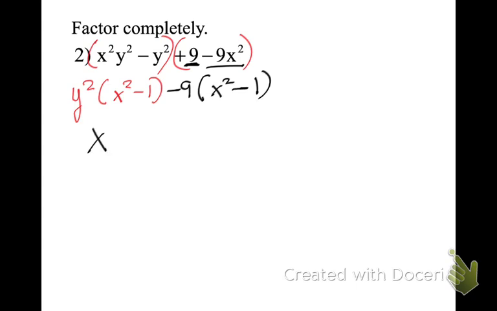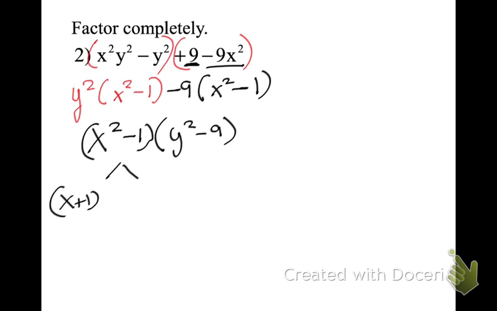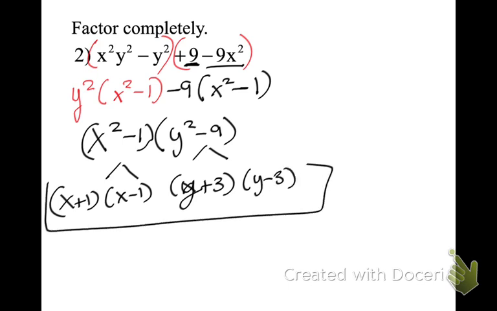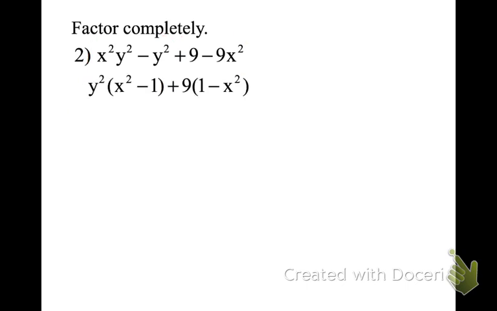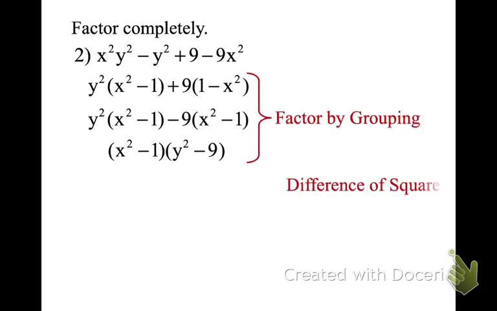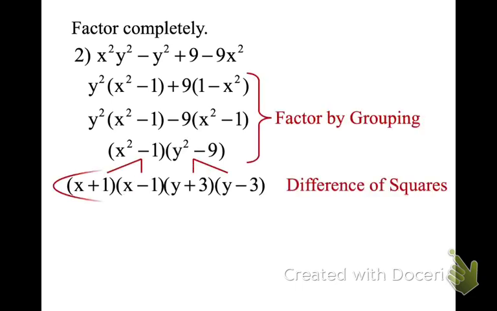So we end up with x squared minus 1 times the quantity of y squared minus 9. And then we have to break it down. It's x plus 1 times x minus 1. And this is a difference of squares, y plus 3 times y minus 3. And that is our final answer. But I'm going to put it up here so that you can see the words. And that is our lesson.